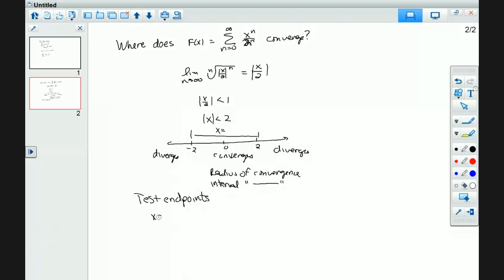Okay. So if x is 2, the series is now, correct, which is 1, which diverges because it's 1 plus 1 plus 1 plus 1 plus 1, right? Okay, so it diverges at 2, correct? What happens at -2?